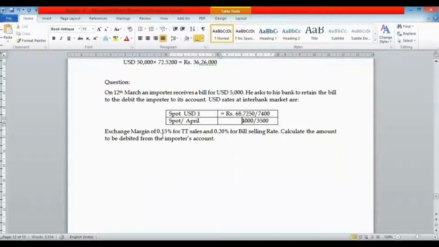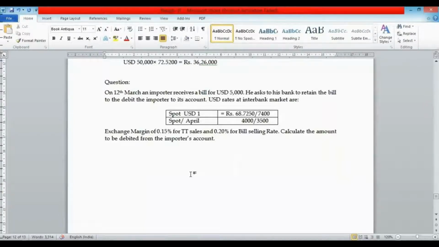An exchange margin of 0.15% for TT sales and 0.20% for bill selling rate. That means TT and bill both are given. And moreover, there is nothing like a telegraphic transfer, demand draft or electronic transfer. It is a case of bill, and here the received bill is given. So a bill is a document. Now the full problem, the procedure we have to follow: in a bill problem we have to load the exchange margin 2 times.